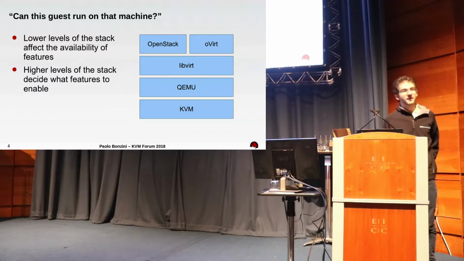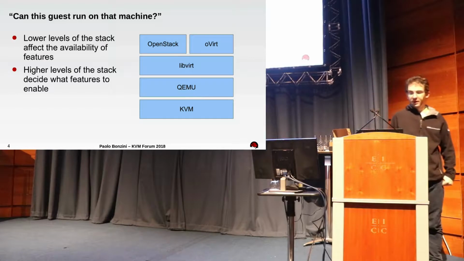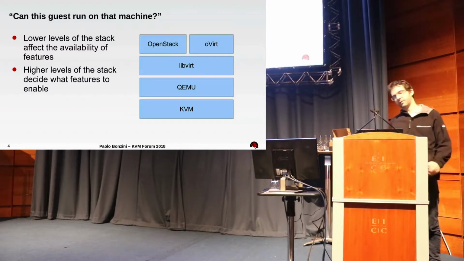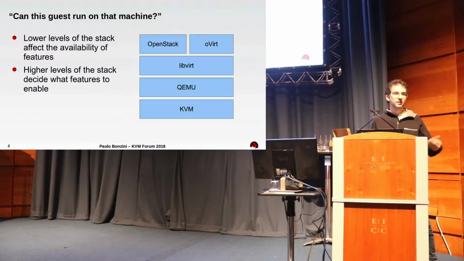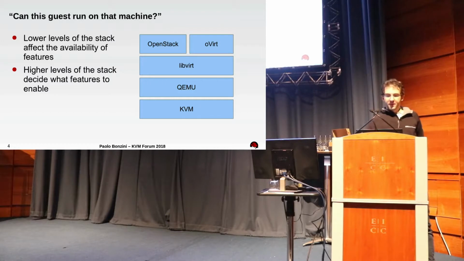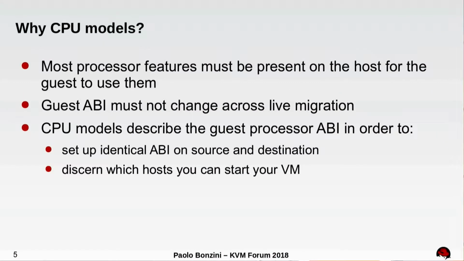On the other hand, the lower levels of the stack can also be told which features to enable. So if you know that you're running on a new machine, but you might want to migrate to an older machine, QEMU and libvirt can turn off some features at the KVM level. The VM doesn't know that that feature exists, and then you can migrate to the older machine because that feature won't be in use. And that's the case for CPU models and why we have them.